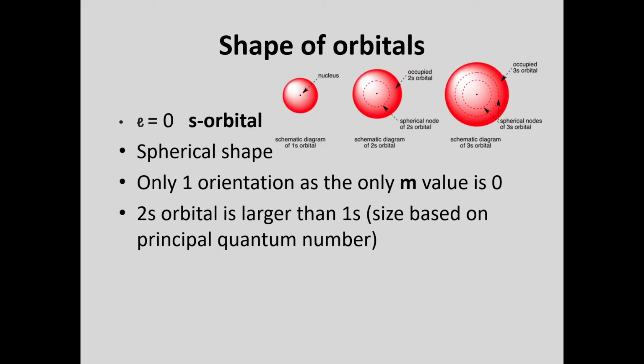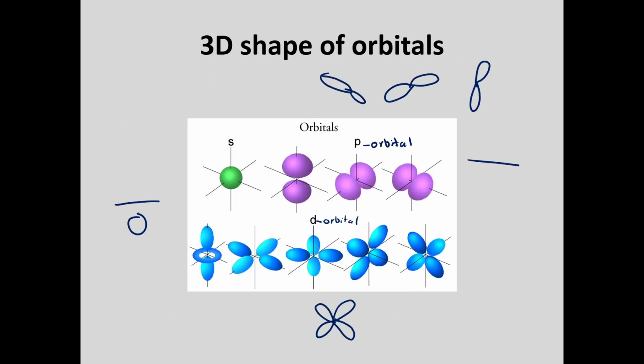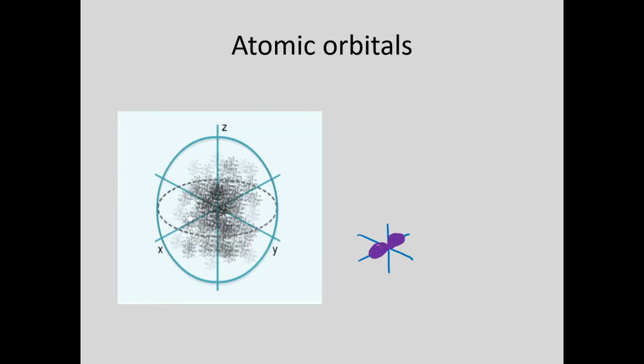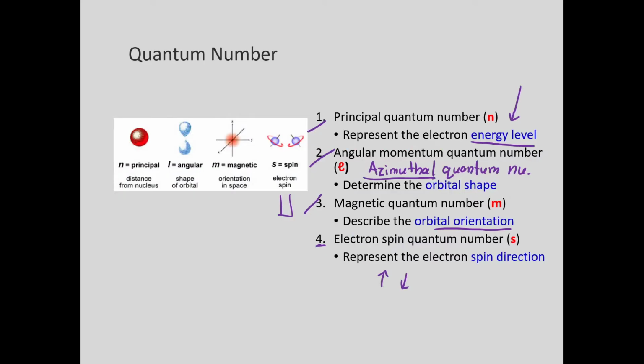And do you have any questions so far for the 4 quantum numbers? So we have 4 quantum numbers. Kita ada dia punya energy level, shape, orientation and spin. Spin ada 2 je. Ada positive half, negative half.